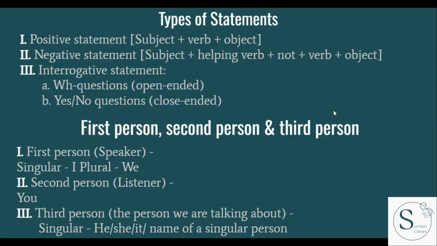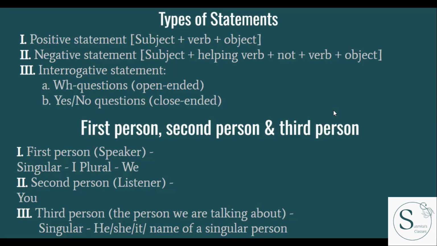Then the second topic that we have is first person, second person, and third person. Now, this is very important. We need to understand whom we are talking about. When we say first person, we mean the speaker; we are talking about ourselves when we are speaking. In singular, I will use I, and in plural, I will use we. I am talking, we are listening.